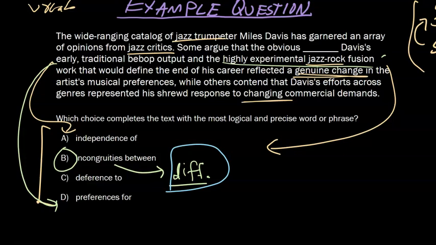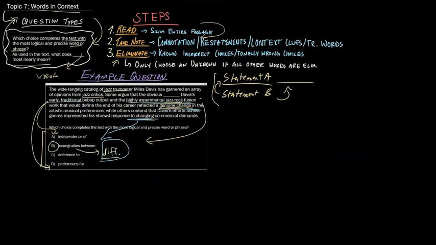Now, incongruities makes sense. Incongruities means a difference. It means a change, something like that. Some sort of difference between two things. Here, we're comparing this and we're comparing this, and we have a genuine change, another change. So what we're trying to look for here is a word that involves some change. And that is how you solve a words in context problem.